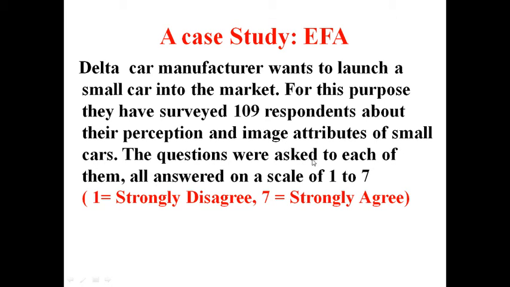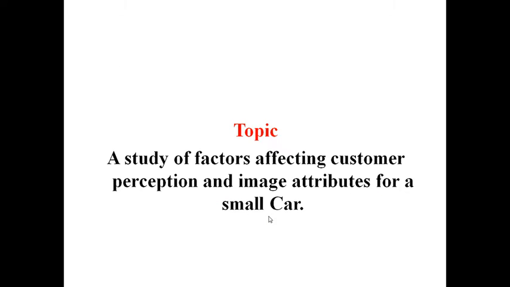The questions were asked to each of them, all answered on a scale of 1 to 7. So 1 is strongly disagree, 2 is disagree, 3 is somewhat disagree, 4 is neutral, 5 is somewhat agree, 6 is agree, and 7 is strongly agree. So this is a 7 point Likert scale we have used for the collection of data.